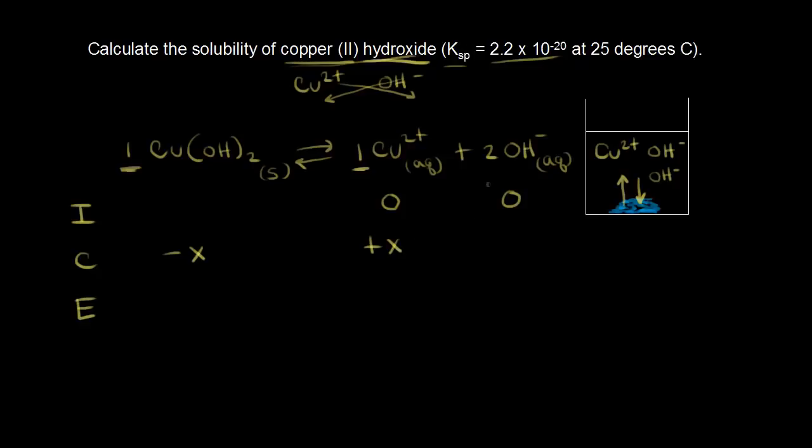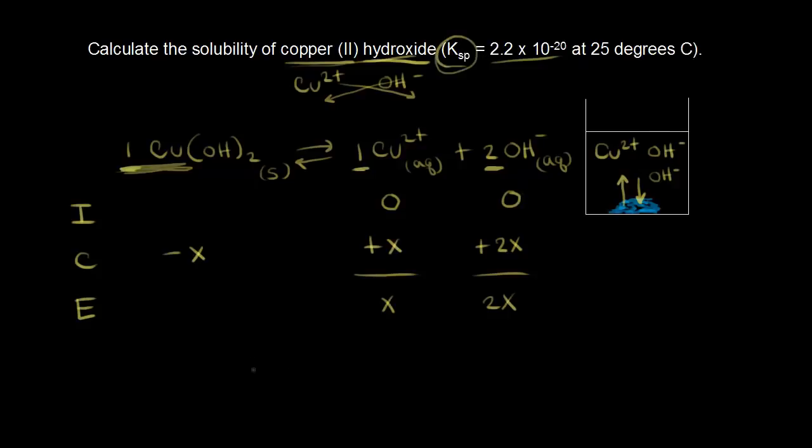And for hydroxide ions, for every 1 mole of copper(II) hydroxide that dissolves, we get 2 moles of hydroxide ions. So instead of X, it would be 2X. So we're going to gain 2X for the concentration of hydroxide ions. So at equilibrium, our equilibrium concentrations of our ions would be X for Cu2+ and 2X for hydroxide. All right, let's write our equilibrium expression.